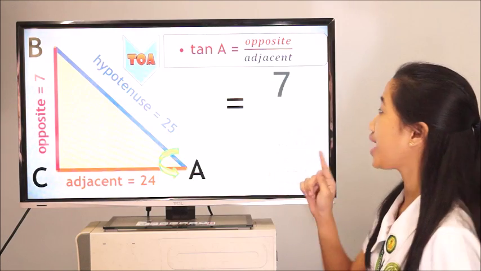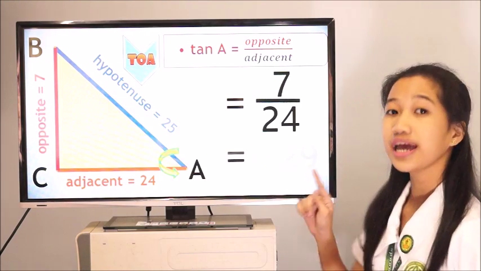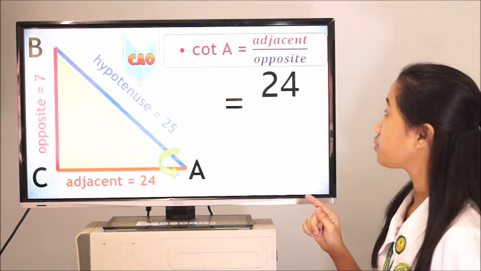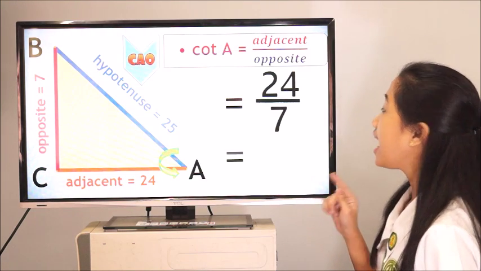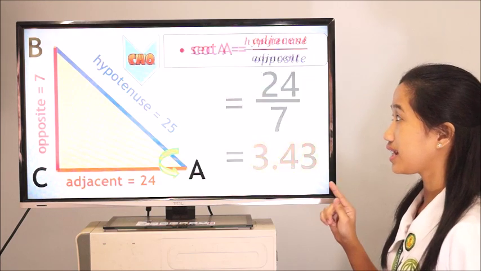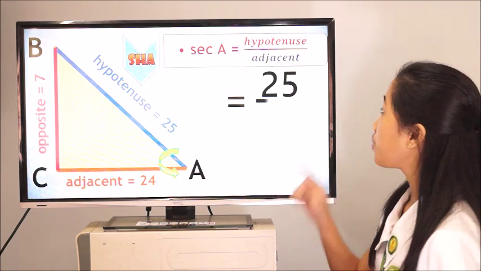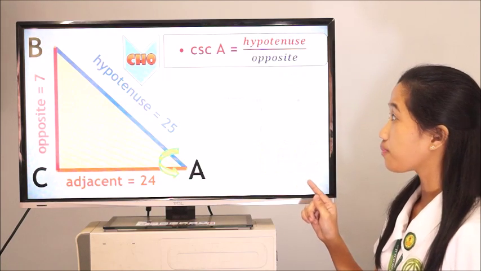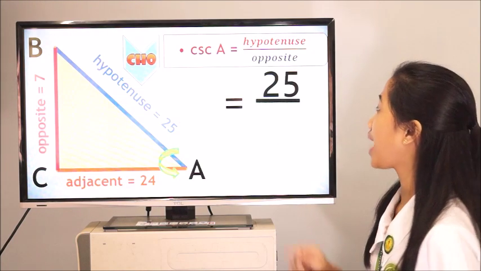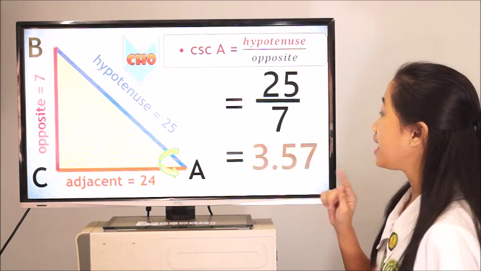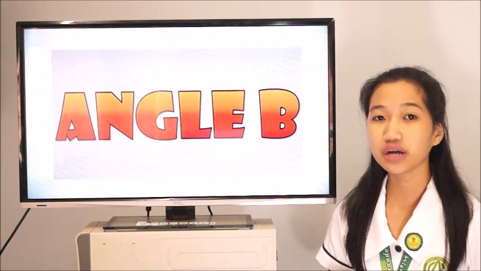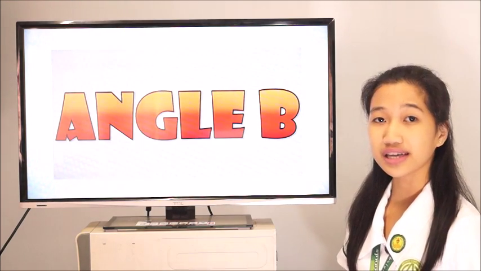For tangent, we have 7 over 24, and it is equal to 0.29. Next, cotangent, we have 24 over 7, equal to 3.43. Secant is 25 over 24, equal to 1.04. For the cosecant A, we have 25 over 7, equal to 3.57. Now we are done with the trigonometric functions of angle A.